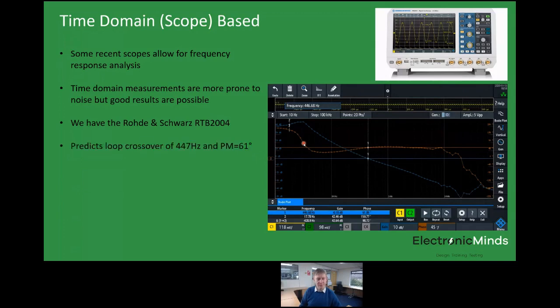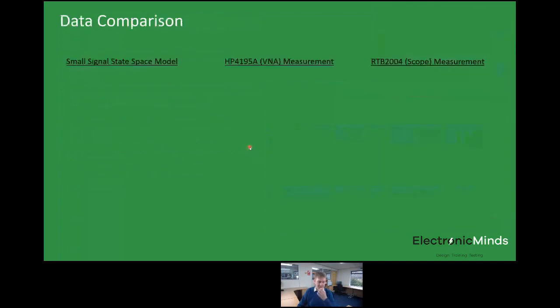And the results aren't too bad. It actually predicts a loop crossover of 447 hertz and a phase margin of 61 degrees, which is almost exactly the same that we got from the vector network analyzer. So I was quite impressed by this, actually. It's a neat way to do a low-cost frequency response analysis of your converter. So definitely worth taking a look at.